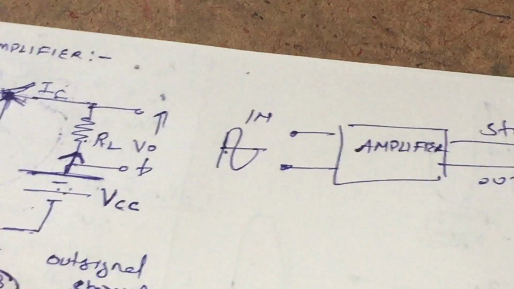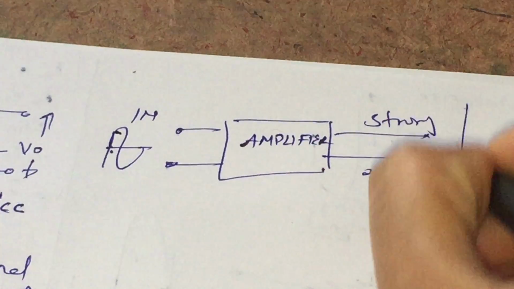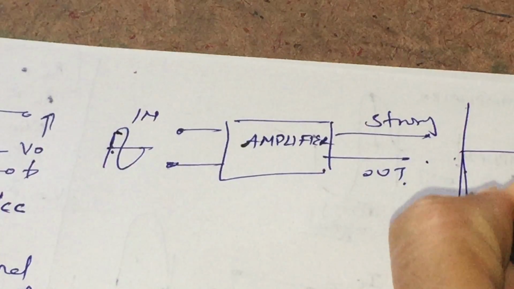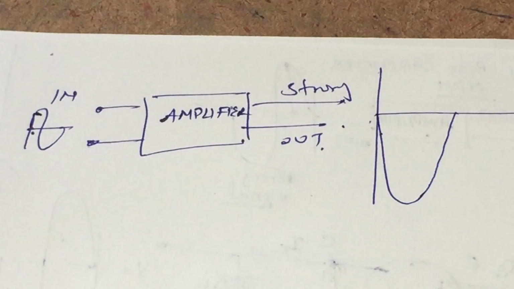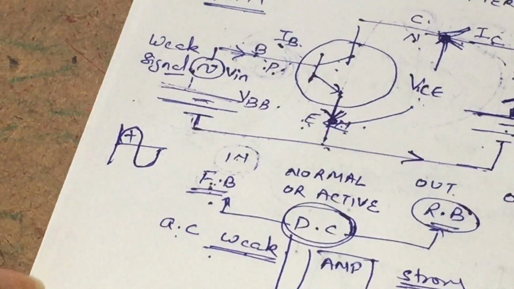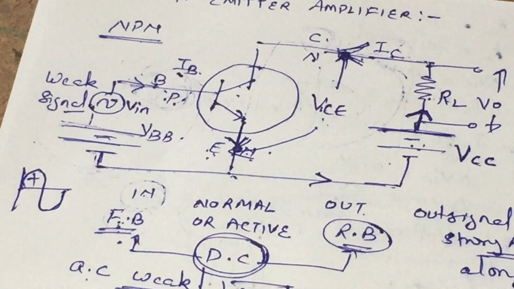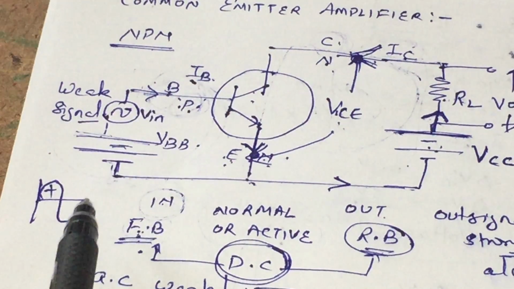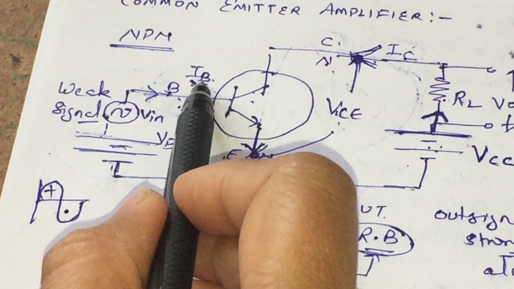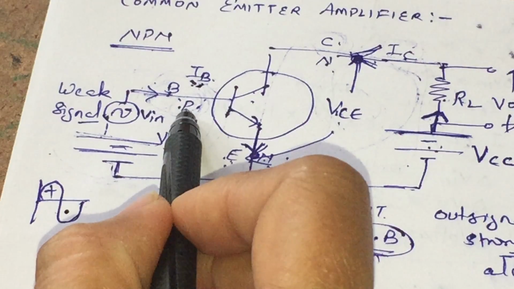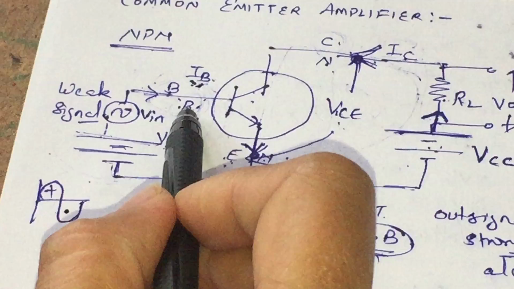It means for a positive half of the input signal we are getting a less positive or more negative signal on the output side. Similarly, when the negative half is given to the base terminal, it will make this p-type semiconductor less forward biased.